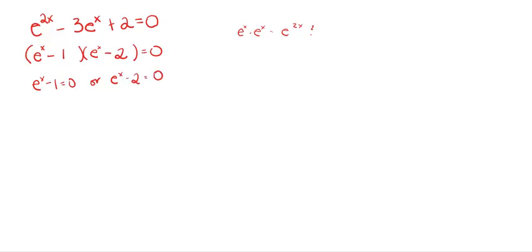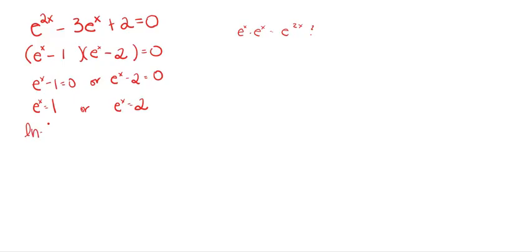If I add 1 to both sides on this one, I get e to the x equals 1. Add 1 to both sides, I get e to the x equals 2. Now, I've got 2 equations to solve. I can't change 1 into a number with a base of e. I can't change 2 into a number with a base of e. So I need to take the logarithm of both sides.